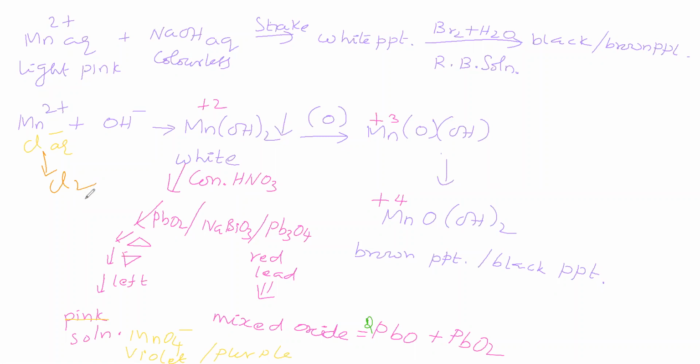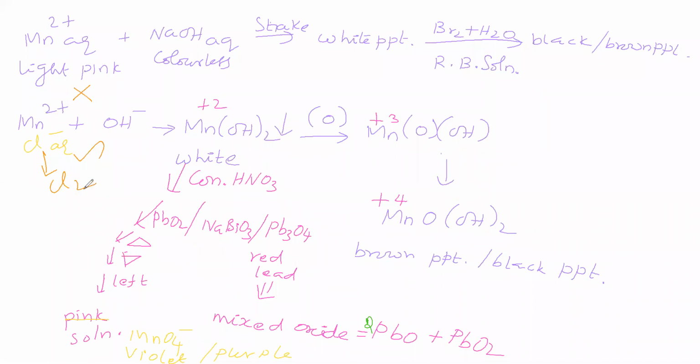Regarding reduction, this reagent undergoes reduction. Regarding oxidation, there are two possibilities: one is Cl minus, another is Mn2+. Out of these two, Cl minus oxidation takes place preferentially when compared to Mn2+. So Mn2+ is not converting into permanganate, and we are not getting violet or purple color. The Cl2 color is greenish yellow.